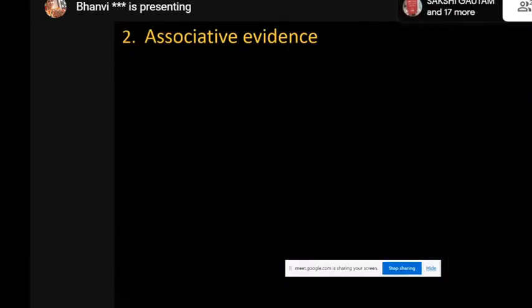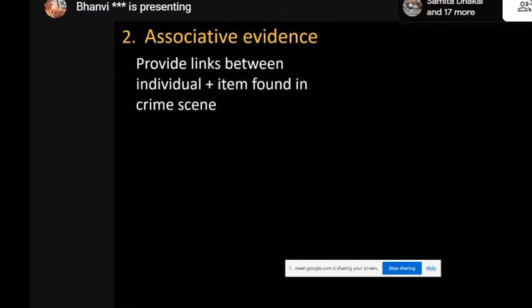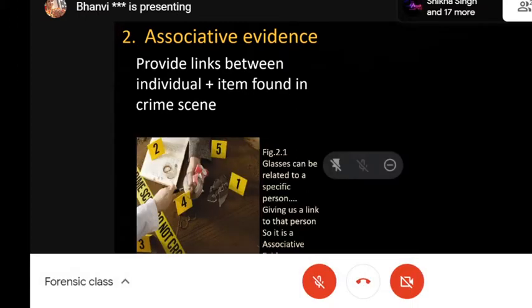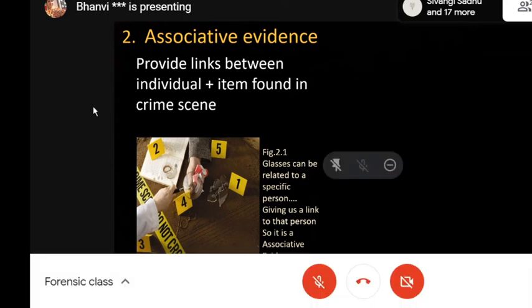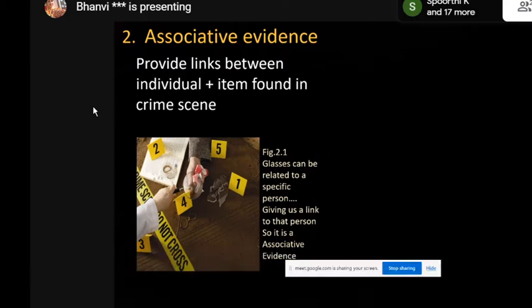Next is associative evidence, which provides links between an individual and an item found at a crime scene. I have shown here a sign of addition, which means that the individual and item are making links between them. As you can see in figure 2.1, glasses can be related to a specific person, giving us a link to that person. So it is associative evidence.